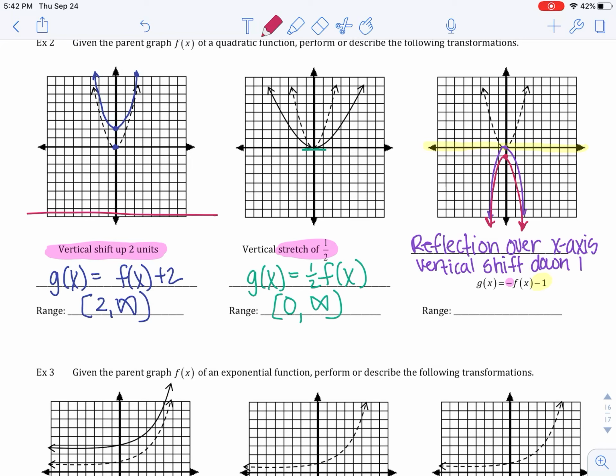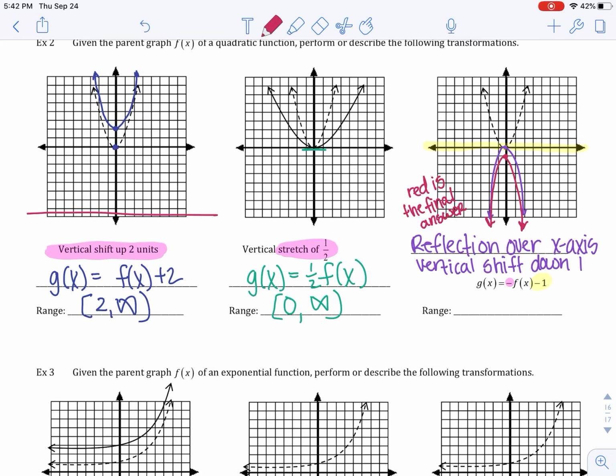And I'm going to say that the red is the final answer. If you don't use different colors on any assessment or homework, then maybe make the first one, the one that I reflected, a dashed line, and then the solid one would be your final answer.